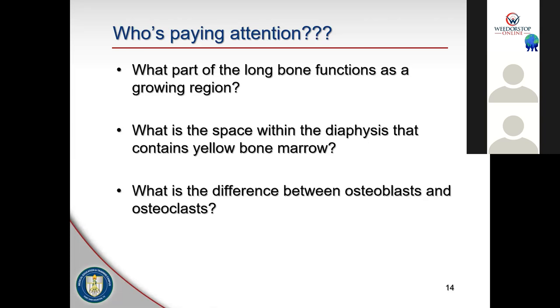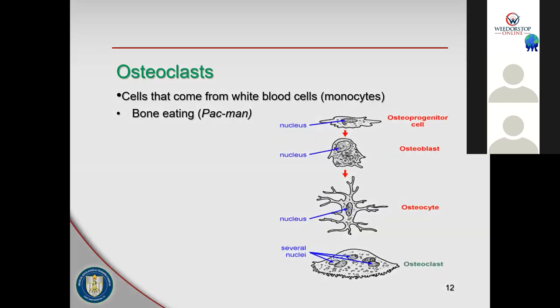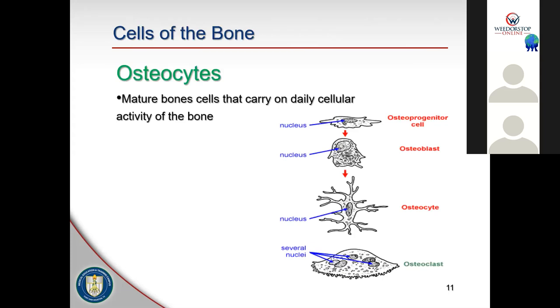What is the space within the diaphysis that contains the yellow bone marrow? Is it the compact bone? Well, the compact bone is not really it. The space that you'll find within the diaphysis where you'll find the yellow bone marrow, what is that? The medullary cavity? Okay, the medullary cavity, exactly.